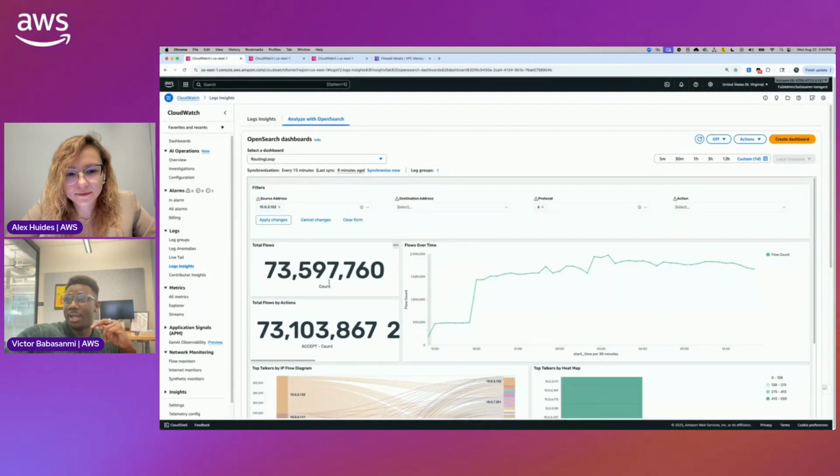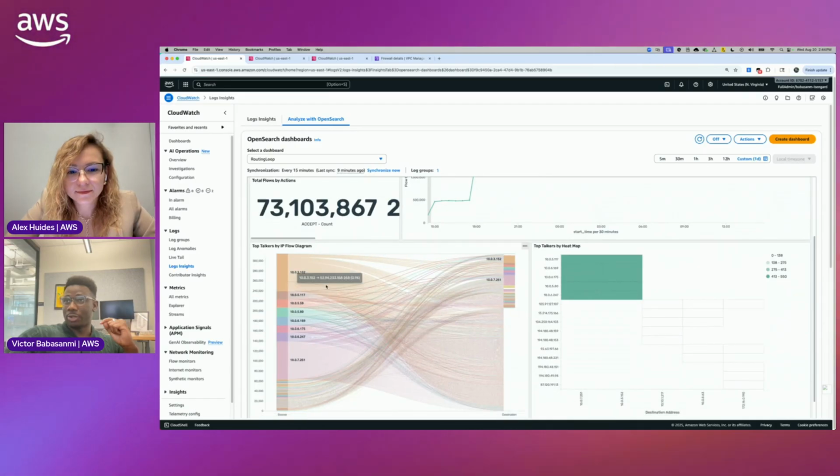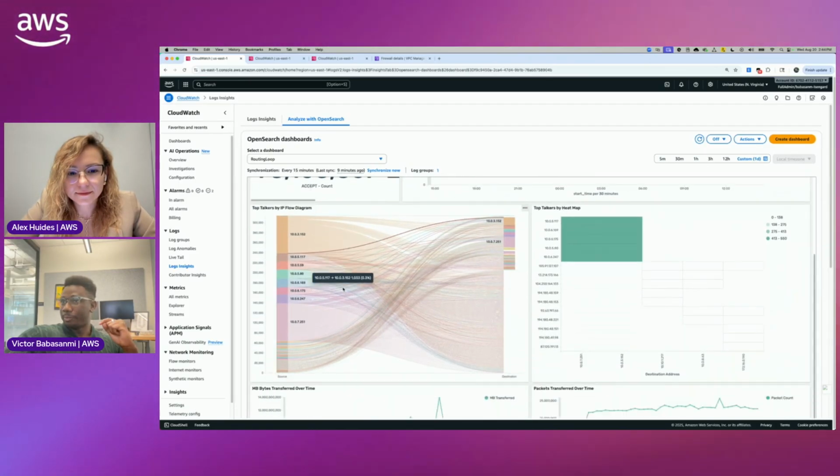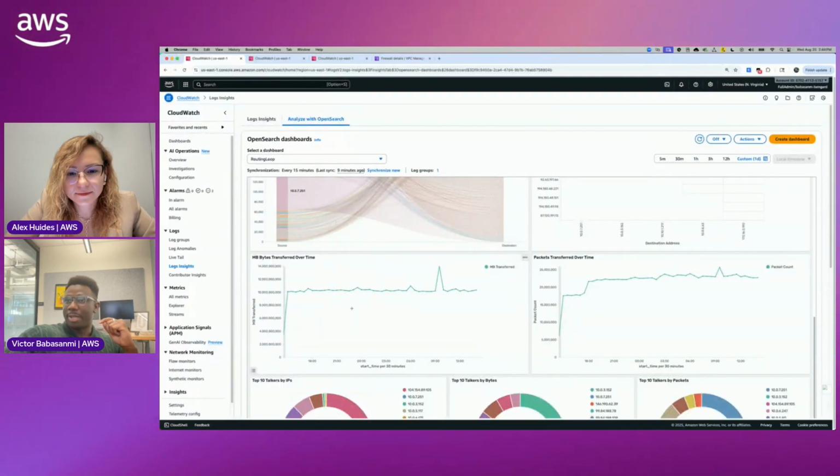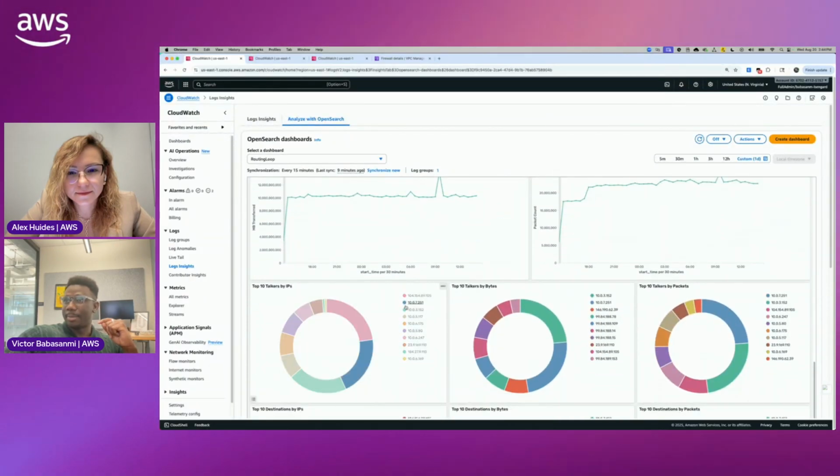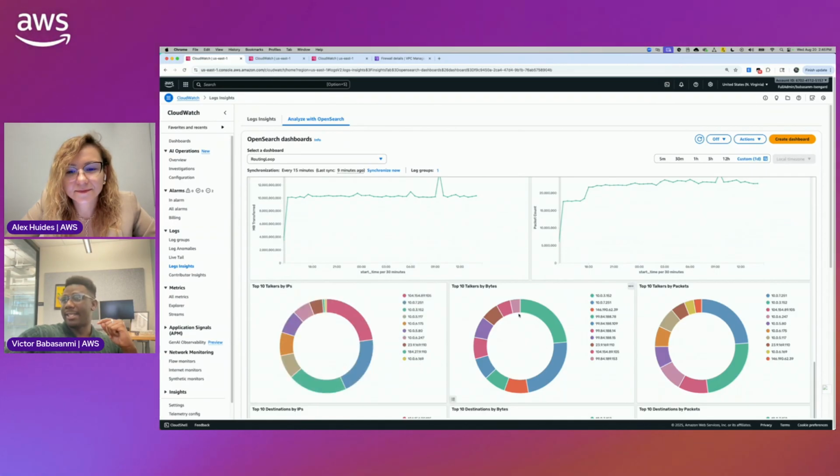I can see the flows, total number of flows. I can see the top talkers. I can see total number of megabytes that was transferred. I can see by IP address who it's talking to. I can see by bytes, so how many bytes is being sent to all of these different IP addresses. I can see top talkers by packets.